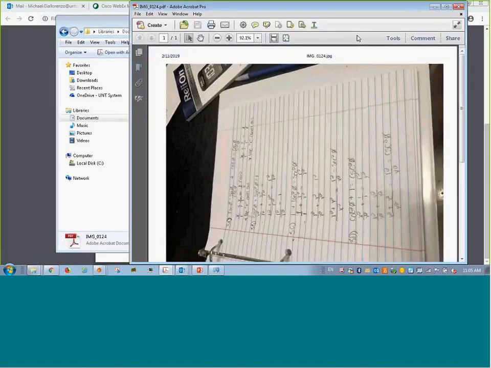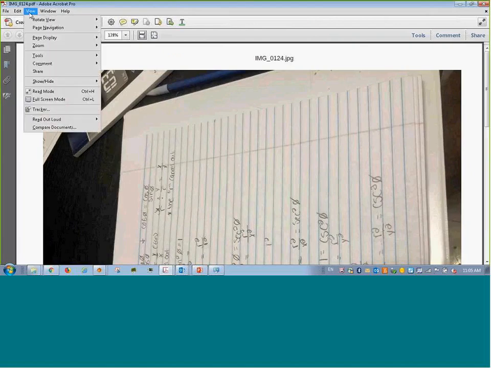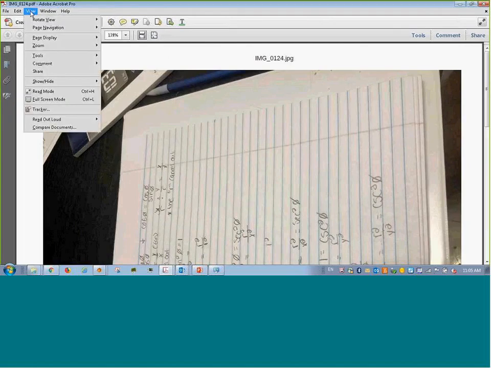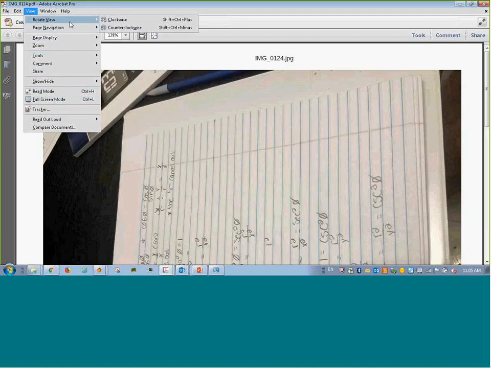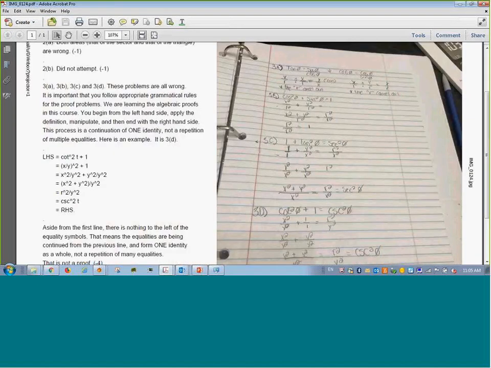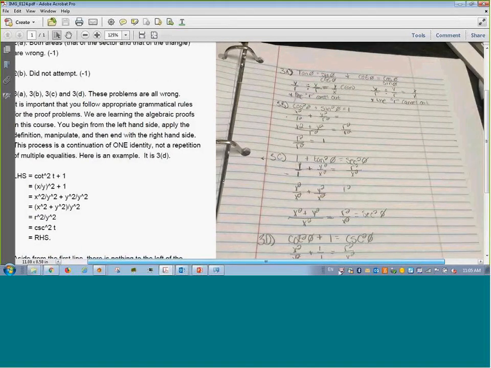Not too many. Let me see. Yeah, okay. Took it off, so I have to rotate. Rotate view, okay. Okay. And then let me expand.